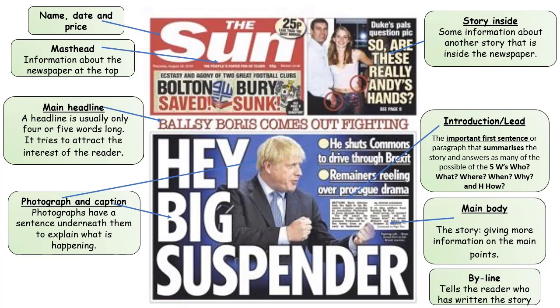Okay, you've got your photograph and caption. Photographs have a sentence underneath them to explain what is happening. That's the caption. So you've got a photograph of Boris and he's got his fists up. Okay, so someone who's ballsy is someone who is willing to do what they need to do to get their message across. Sometimes they might cross barriers, okay, in order to do so. So the caption, "Hey big suspender." Do you notice anything about that caption?